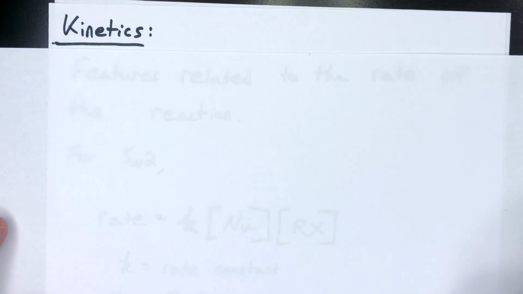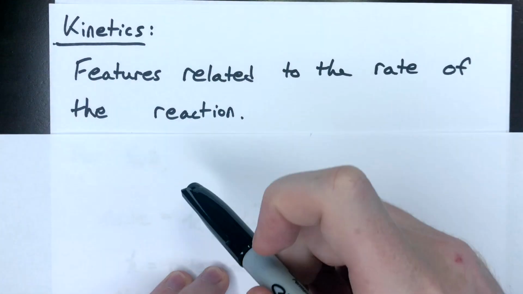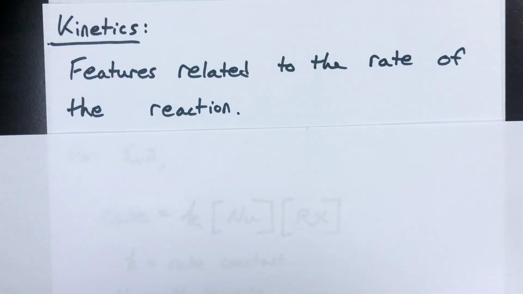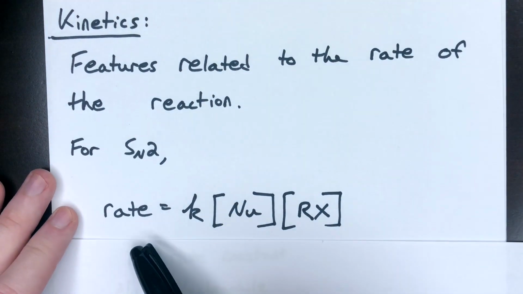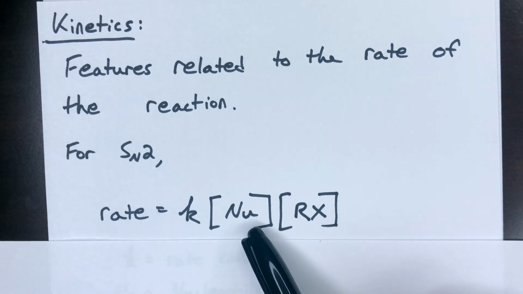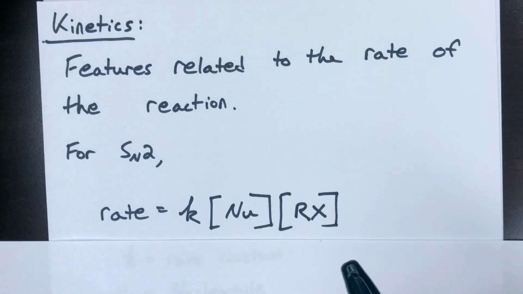The next thing to talk about is kinetics. So kinetics in a general sense are features that are related to the rate of a reaction. That's what we mean by kinetics in a chemistry sense. So for SN2 specifically, the rate is determined by some rate constant multiplied by the concentration of the nucleophile times the concentration of the electrophile, in this case an alkyl halide like RX.